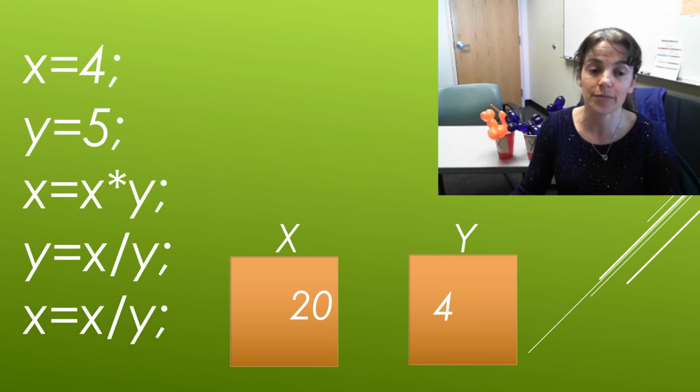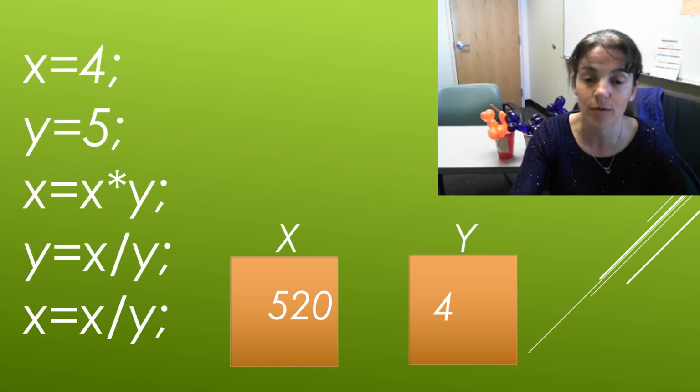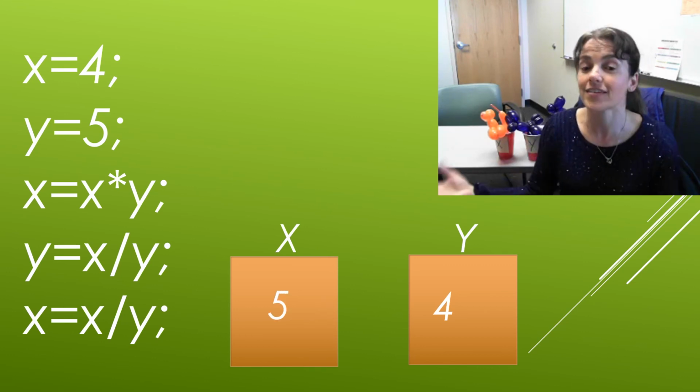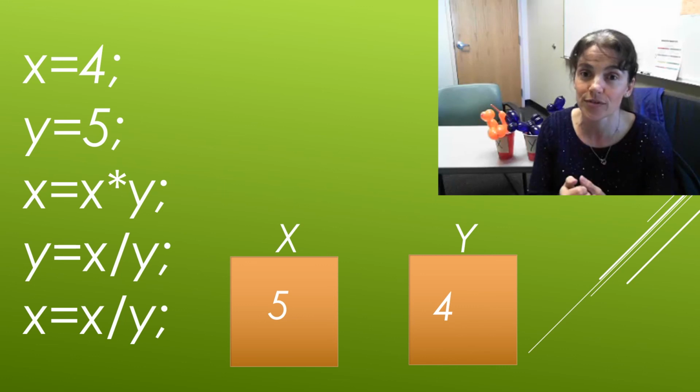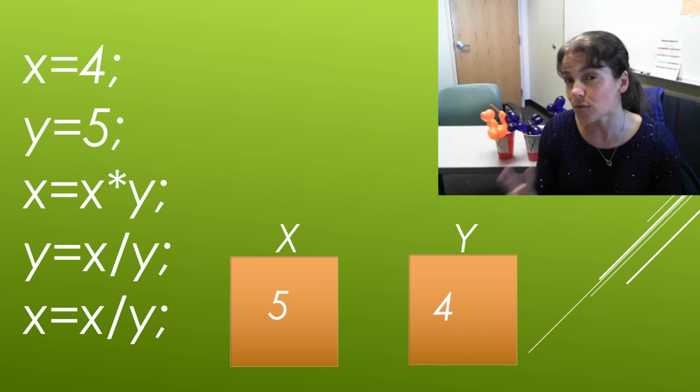One final statement, I'm going to set X equal to X divided by Y. So 20 divided by 4 is 5. That's exactly what we wanted. We swapped those two original variables and we only used two spots in memory.